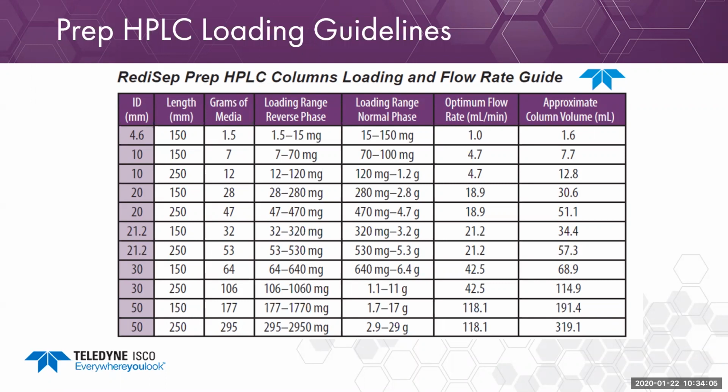This is kind of a useful guide. It's also got optimal flow rates for the column sizes and then the approximate column volume, so you can kind of get an idea where compounds are coming out in regards to column volume there.